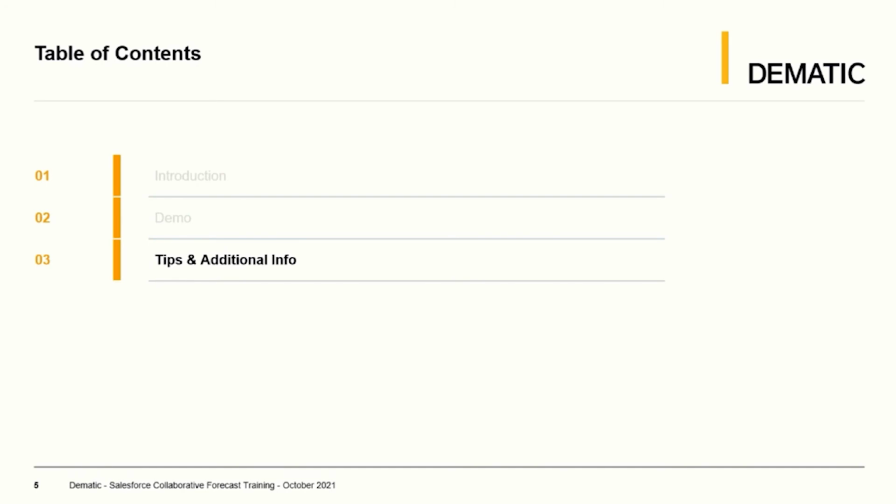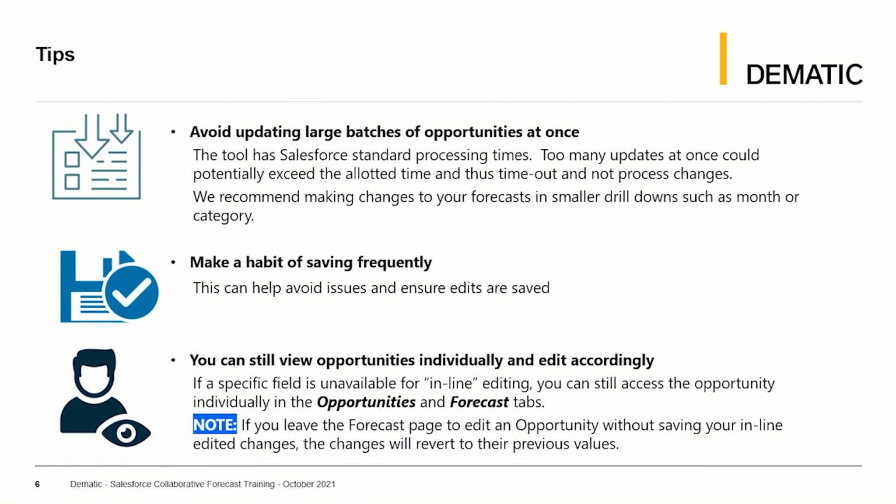Now that we have demonstrated the Salesforce Collaborative Forecast tool, we'd like to provide a few tips and some additional information. Avoid updating large batches of opportunity at once. Salesforce is a tool and it has some standard processing times. Too many updates at once could exceed that allotted time. As a result, a system timeout error will occur and your changes will not be saved. We recommend making changes to your forecast in smaller drill down amounts, such as by month or by category.